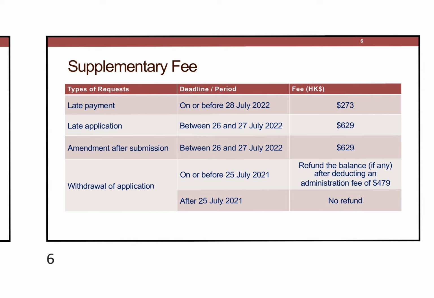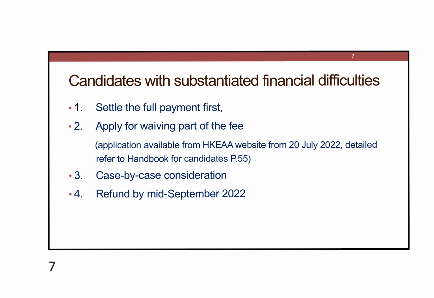Under some circumstances, for example, missing the payment deadline, you may also need to pay the supplementary fee. If you decide to withdraw the application after you have paid the fee, you may not be able to get total refund. Please pay special attention to the deadlines from this table. If you need to apply for financial assistance, please obtain an application form from HKDSE website and follow the procedures listed in the candidate handbook. All the refunds, no matter the financial assistance, due to subject component upgrading, will be arranged in mid-September. The check will be mailed to your home address, not to the school.